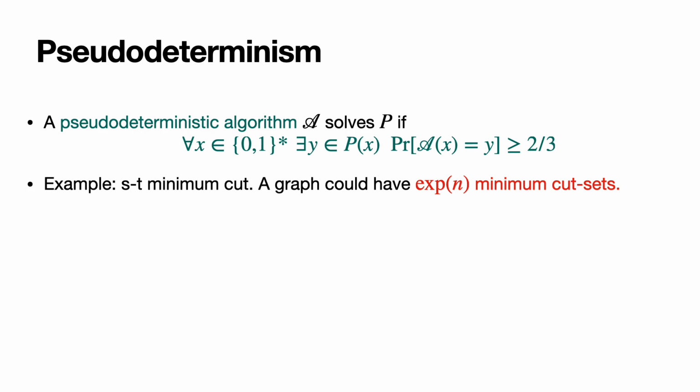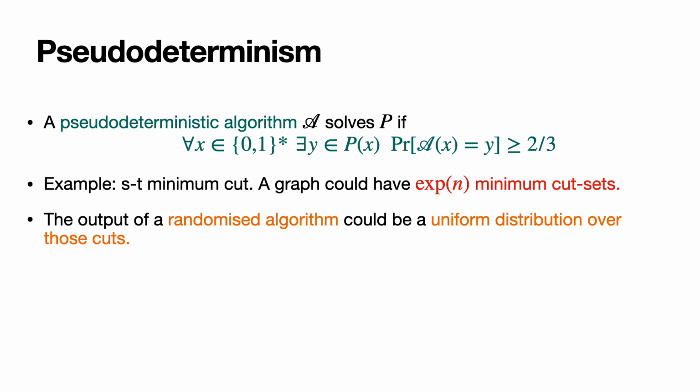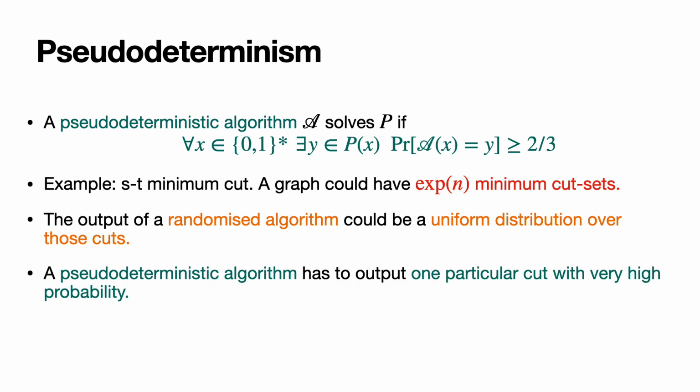That is, for each input, there is a canonical solution which the algorithm will output with very high probability. An example is the ST minimum cut problem. A graph could have exponentially many minimum cut sets. The output of a randomized algorithm could be a uniform distribution over the cuts, whereas a pseudo-deterministic algorithm has to output one particular cut with very high probability.